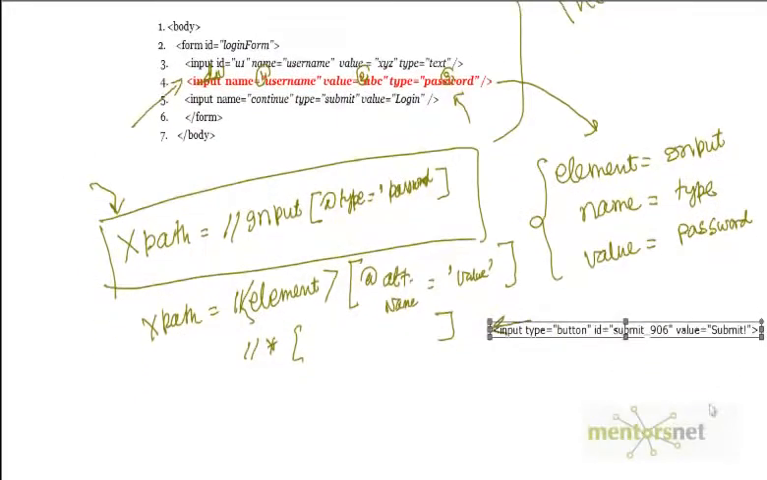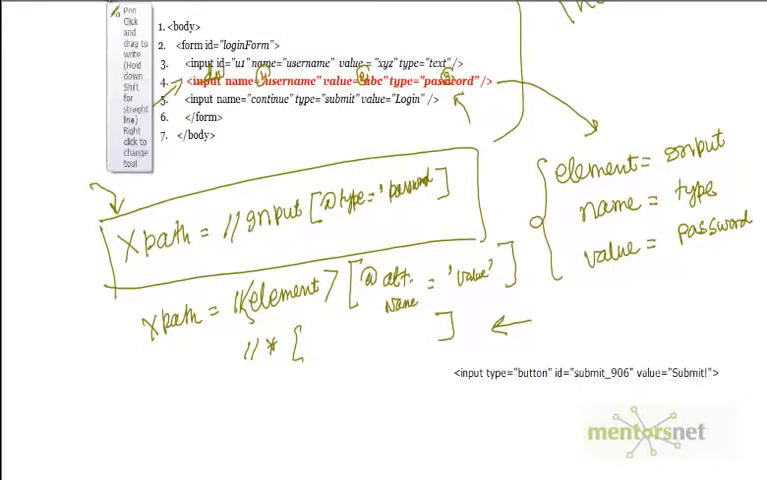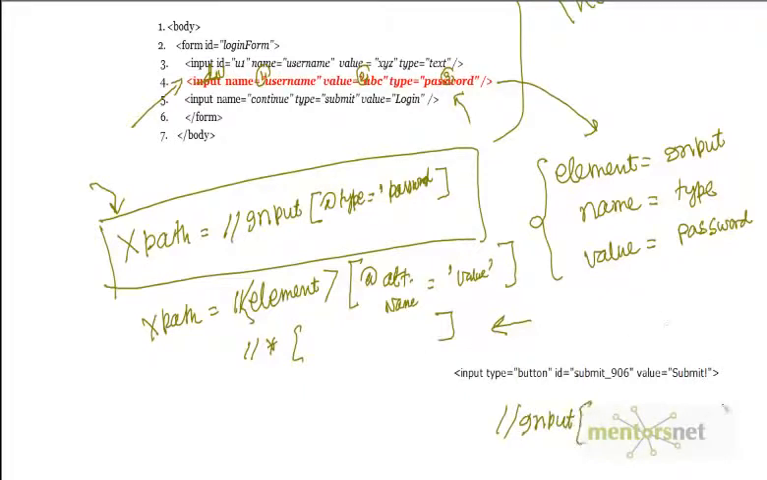My element name is again input, so I'm going to write //input, and then I'm going to give the brackets, then I can give @, the attribute name is type, then I can give the value. This XPath is going to work. So this is how you do it.